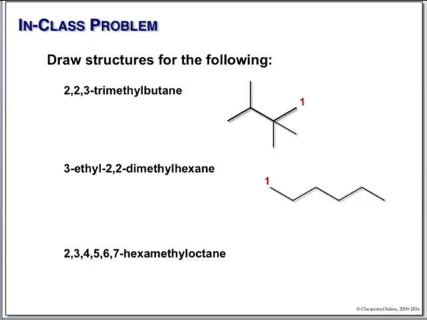So 2 lines, 1, 2, 3, okay. That's this. On carbon 2, we have 2 methyl groups. So carbon 2, 2 methyls, carbon 3, 1 ethyl. Okay.